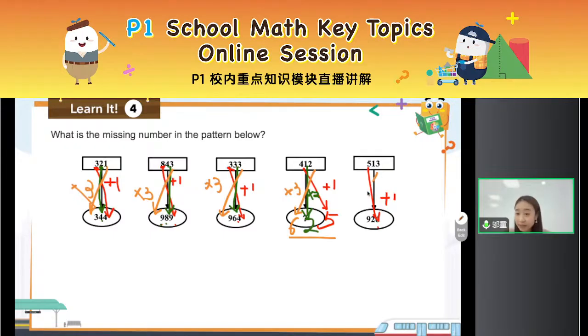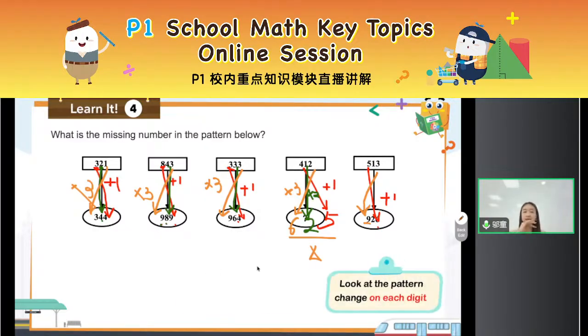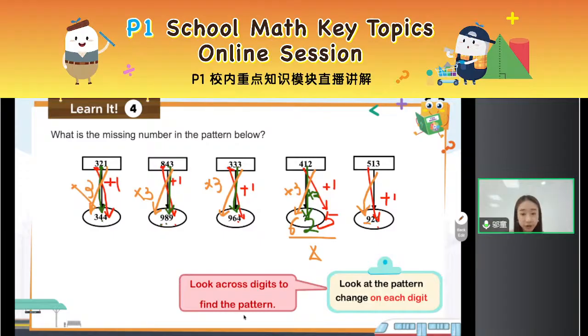We can check our answer on the last one. 3 times 3, yes, you can get 9. So that's why here is our answer, 625. Okay, this one all correct. That means you're really, really good at this topic, number pattern problems. Okay, so everyone, we can look across the digits to find the pattern for Learn It 4.